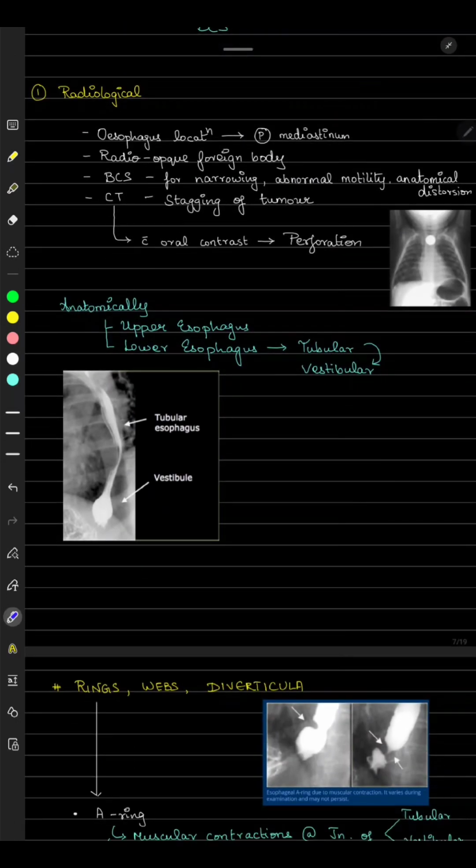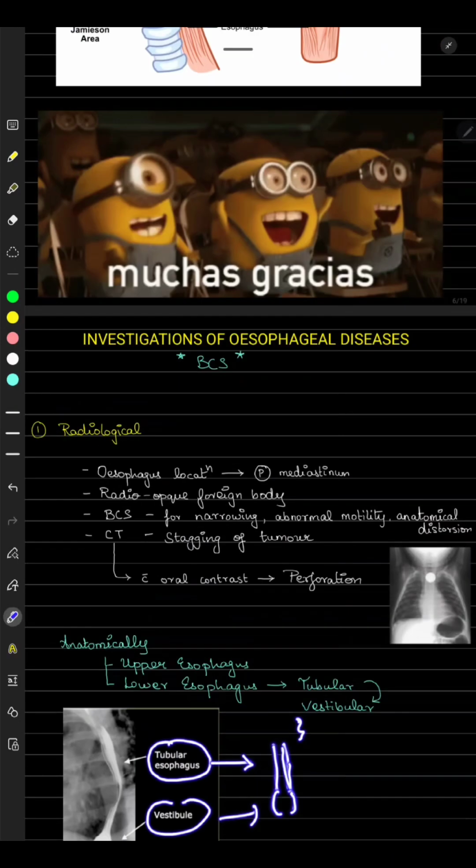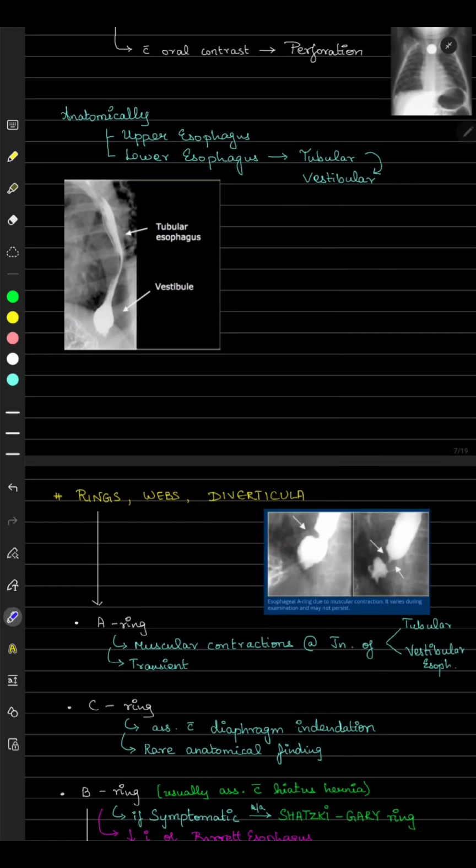Now, in barium contrast studies, let's see the anatomy first. The upper esophagus we know from the previous session. In the lower esophagus, we can see there's a part called the tubular esophagus, and we have the vestibule here. So the tubular esophagus is nothing but the whole tube of the esophagus. This is the upper part, and the rest is the tube. And we have a lower esophageal sphincter, which is the vestibule here. So that is what we are getting over here: tubular esophagus and a vestibule.